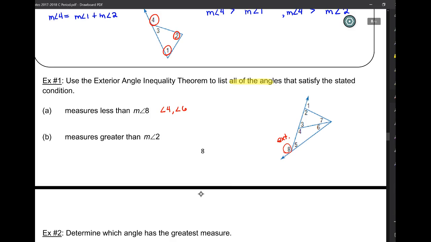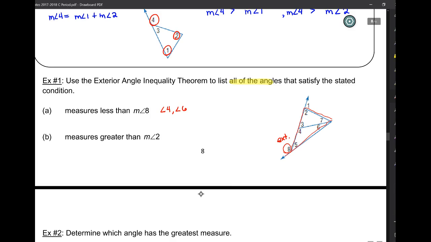But we know... Do we know? We don't know for sure. It looks that way, but we cannot make that assumption. Now take a look at the whole triangle, the big triangle.